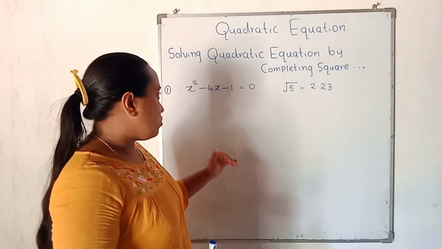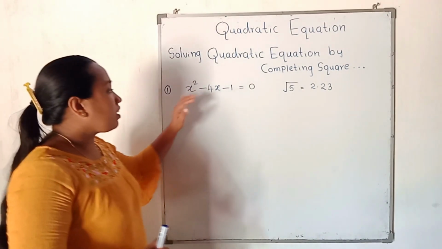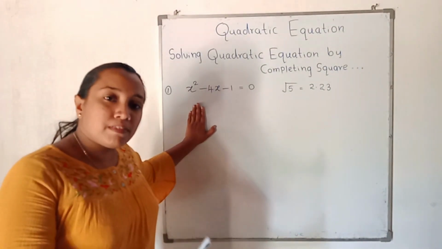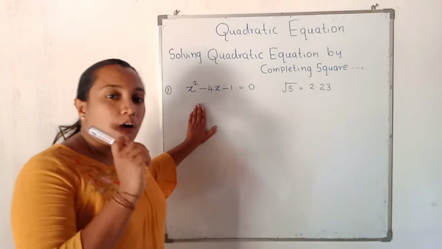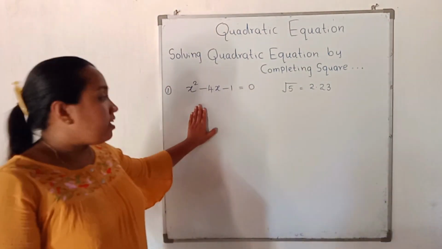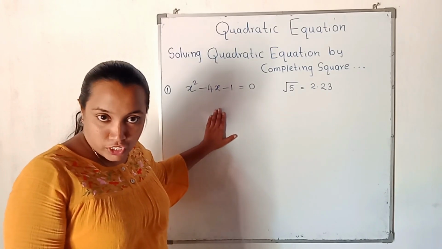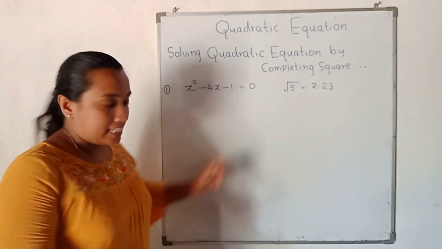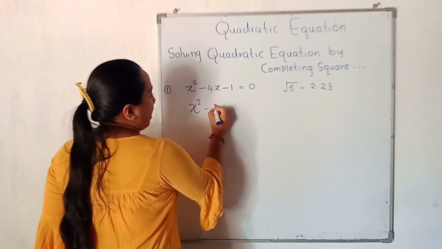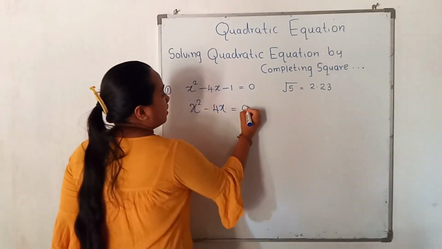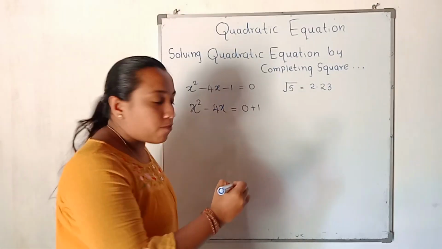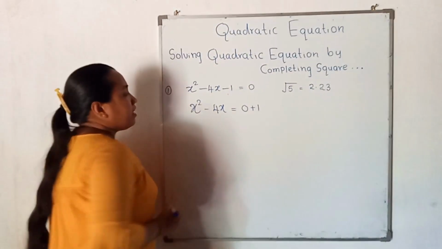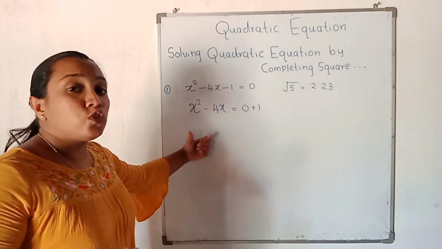Okay, let's see how to solve these problems. The first step is to keep the x terms on one side and the constant goes to the other side. In this equation, the two x terms, x squared and minus 4x, stay on one side and the constant goes to the other side. Changing the sign, minus 1 becomes plus 1. Okay, the left hand side contains two terms.